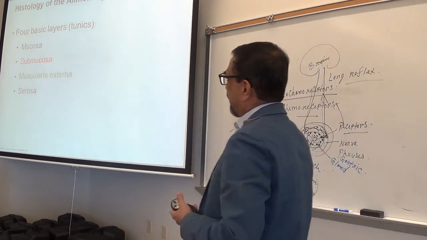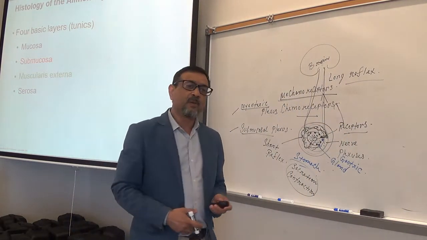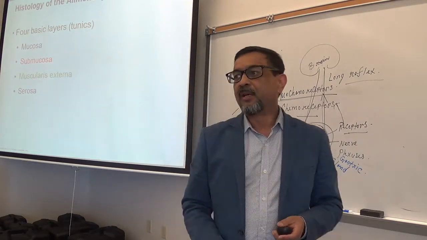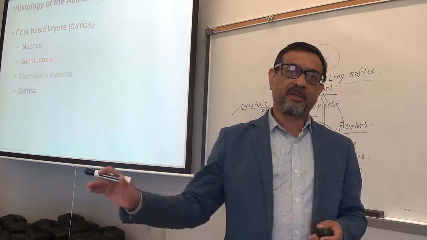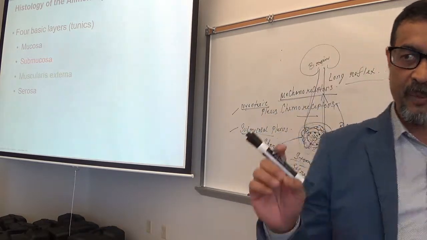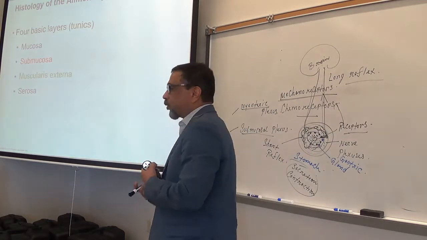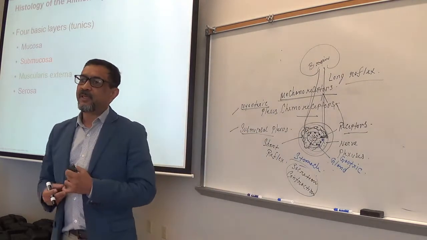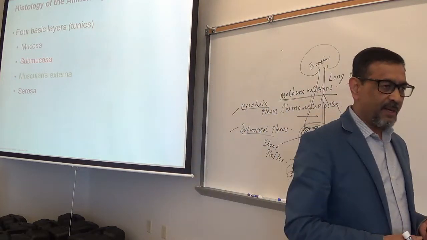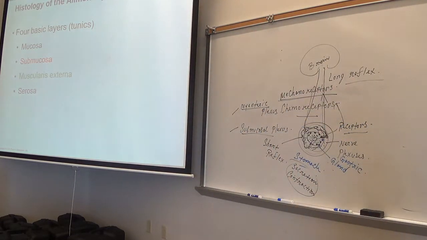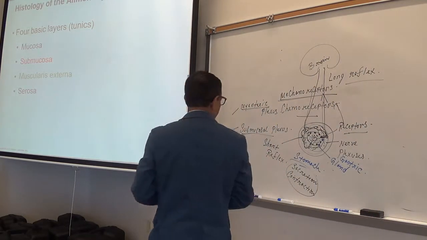So, in the wall of the GI tract, everywhere you have four layers. In the stomach, in the small intestine, in the large intestine, everywhere you have how many layers? Four layers, okay? From inside to outside, innermost layer is the mucosa, then submucosa, then muscularis externa, and outermost layer is called the serosa.